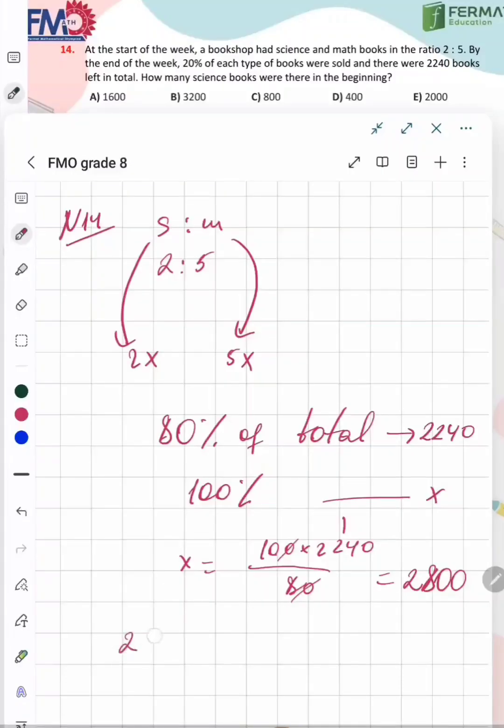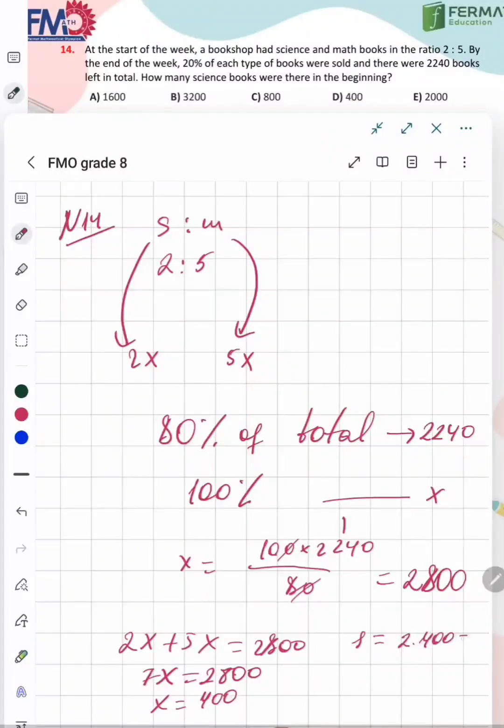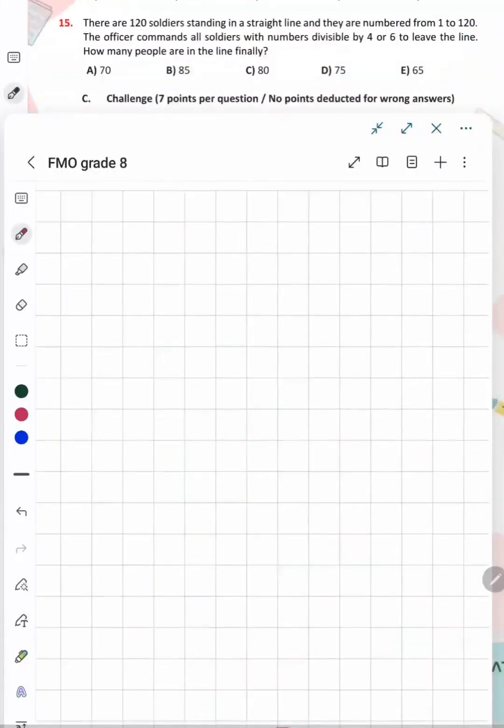Now since 2x plus 5x equals 2,800, which is 7x equals 2,800, x equals 400. After finding x, we can find science: science equals 2 times 400 equals 800. This will be our answer.